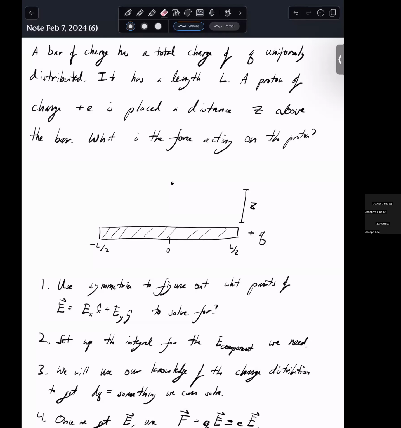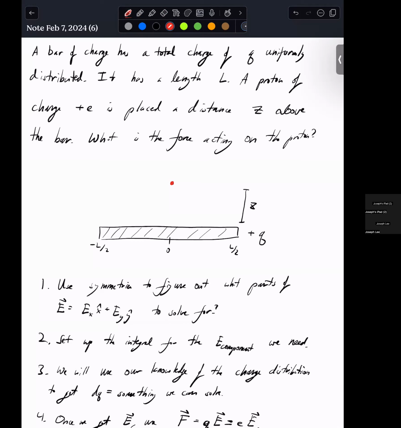So here's the problem. We have a bar of total charge Q, uniformly distributed, with a length of L, and a proton with a charge of plus e is placed at a distance z above the bar. The question is, what is the force acting on the proton? We've seen problems like this before in recitation.